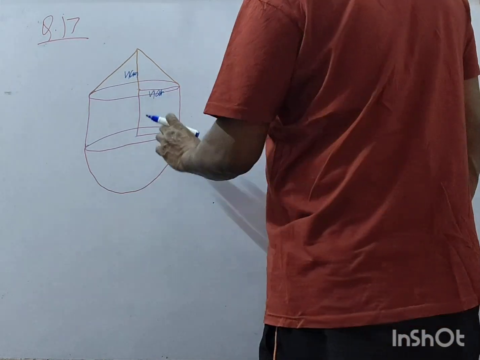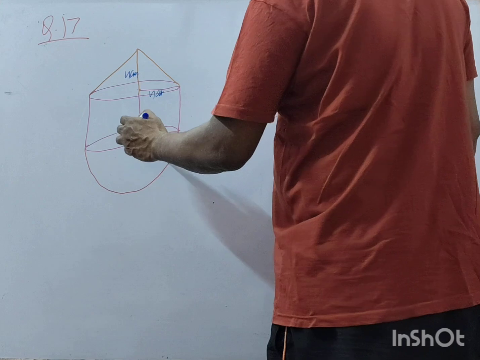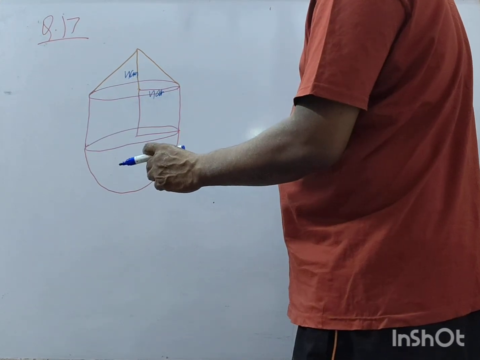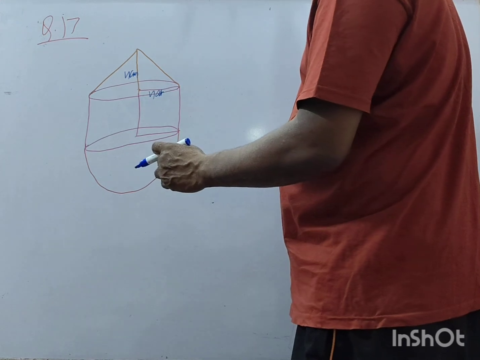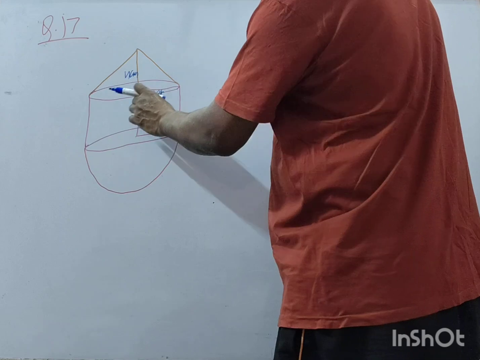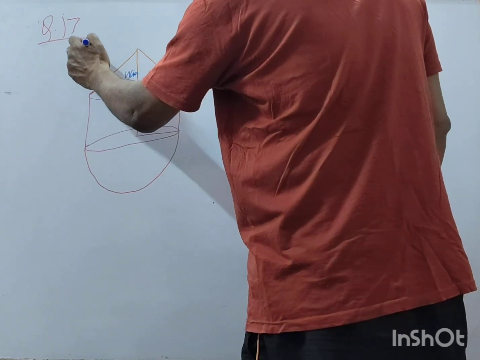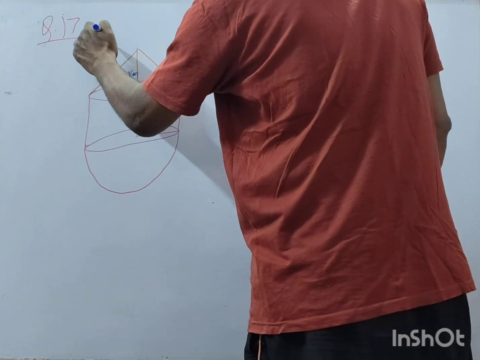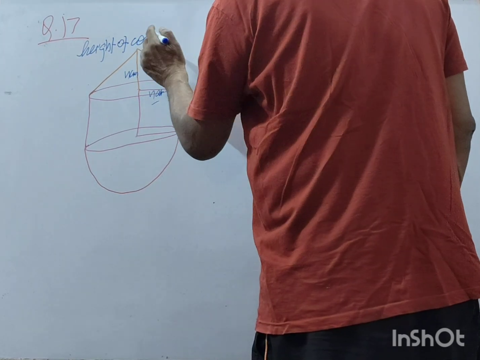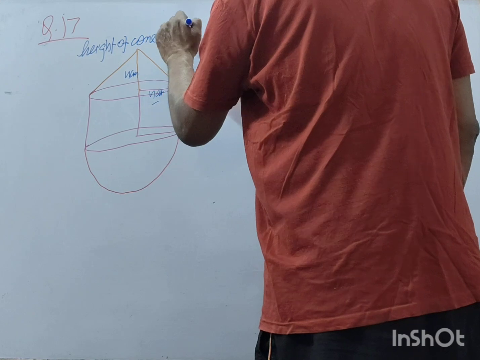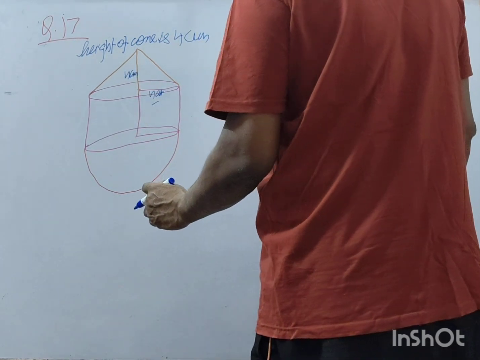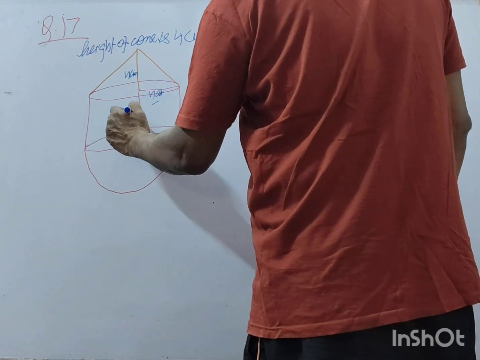Anyway, cylinder is what? This height is 4 centimeter. Height of cone is 4 centimeter. Fine. Next. Height of cylinder and cone are each of 4 centimeter. This is also 4 centimeter. Fine.